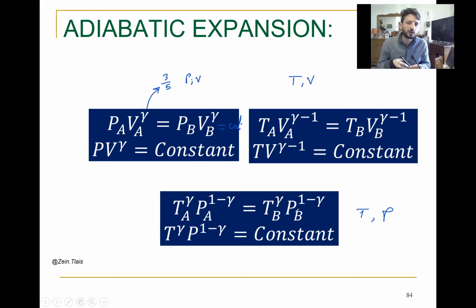I will solve a lot of problems. You can understand very well how we can apply these formulas and how we can calculate any term. No problem.